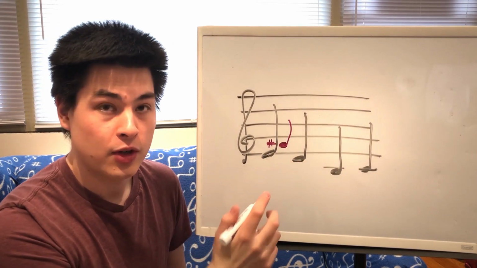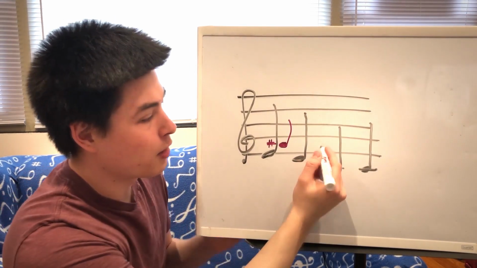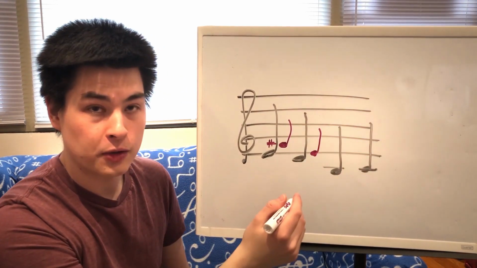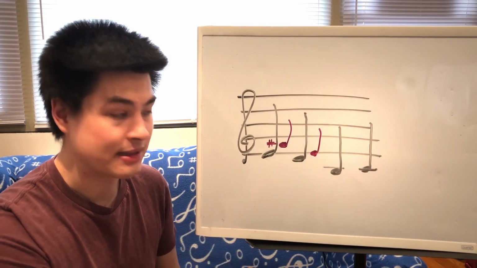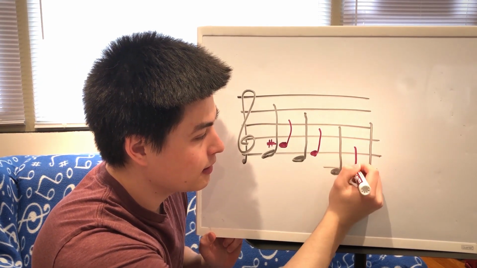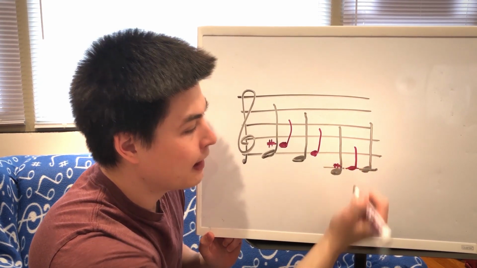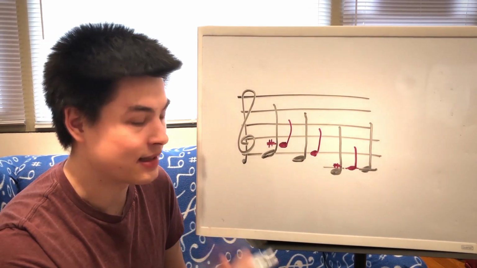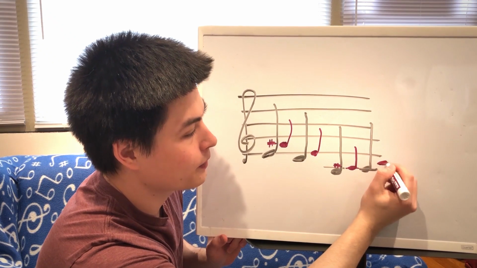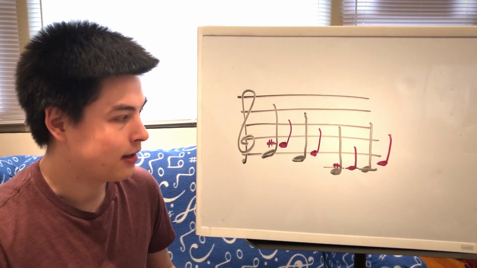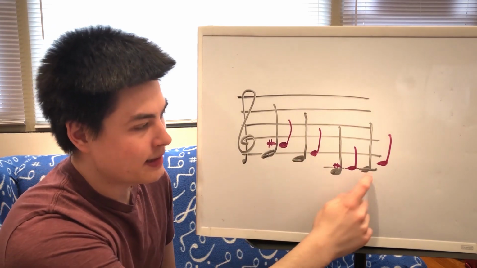D goes up 2 half steps, D, D sharp, E is the new note. B goes up 2 half steps, so it's B, C, C sharp. And then C goes up 2 half steps, C, C sharp to D. So our first original melody was E, D, B, C.